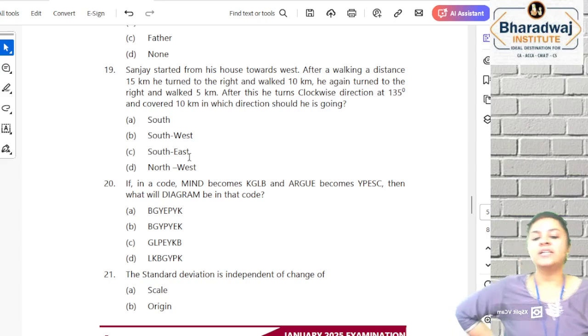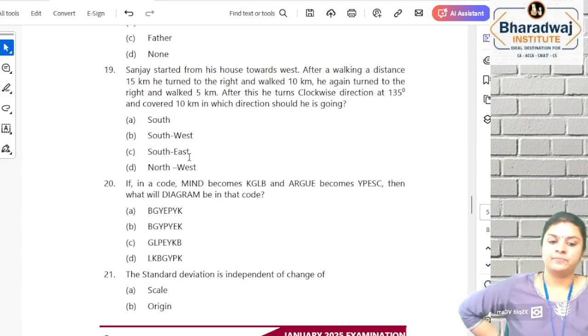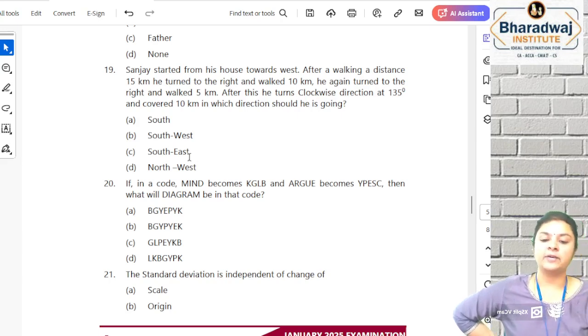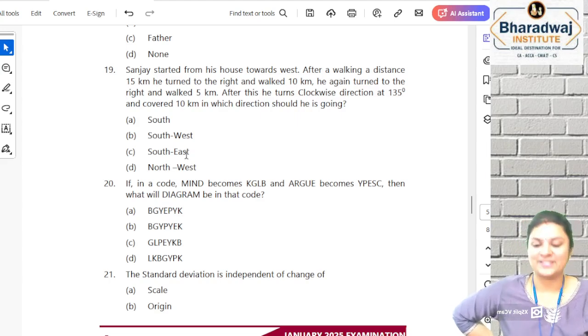19th. Sanjay started from his house towards west. After walking a distance of 15 kilometers, he turned to right and walked 10 kilometers. Again, he turned to the right and walked 5 kilometers. And after this, he turned clockwise direction at 135 degrees. 135 degrees is how much? 90 plus 45, and covered 10 kilometers. In which direction should he be going? 1 minute. Southwest.